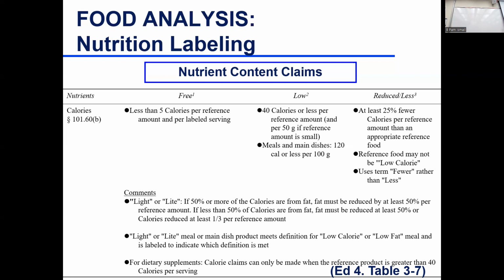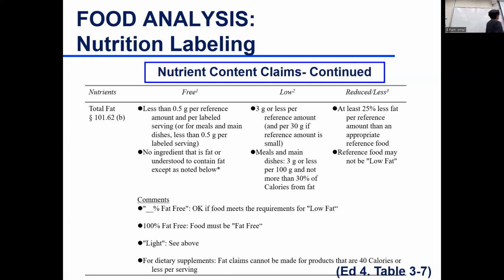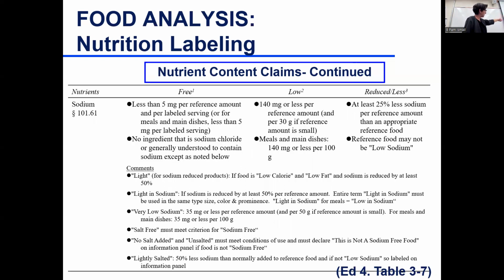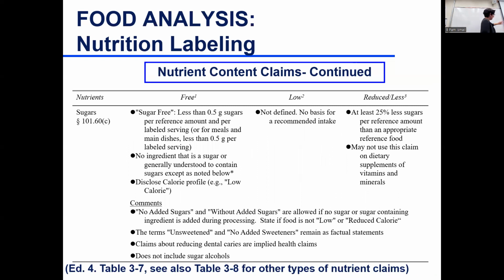So basically, again, if it is reduced fat milk, for example, it should have 25% less fat than your whole fat milk. And then the other nutrients go on, for total fat. You will have the same for saturated fat, for cholesterol, for sodium, and then also for sugars. But you also have another table in edition 4, which you can probably find online, for other types of nutrient claims that are the good nutrients, like say calcium, iron, that we want to see more of, basically.